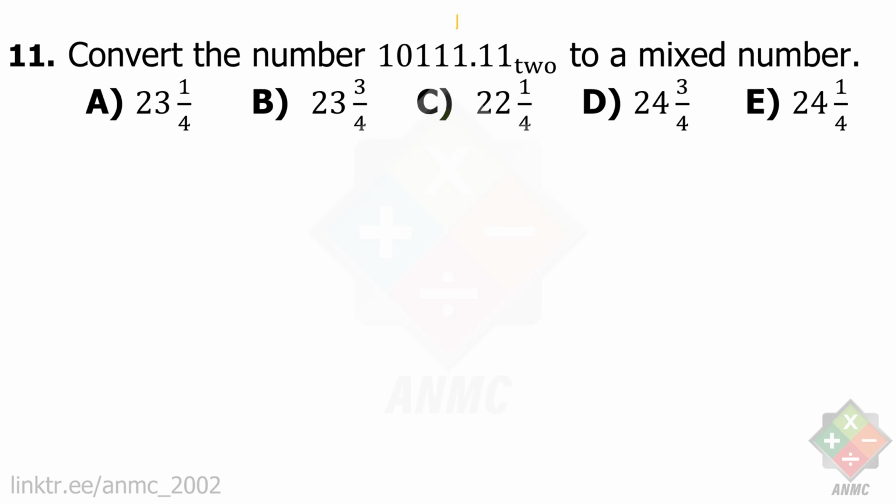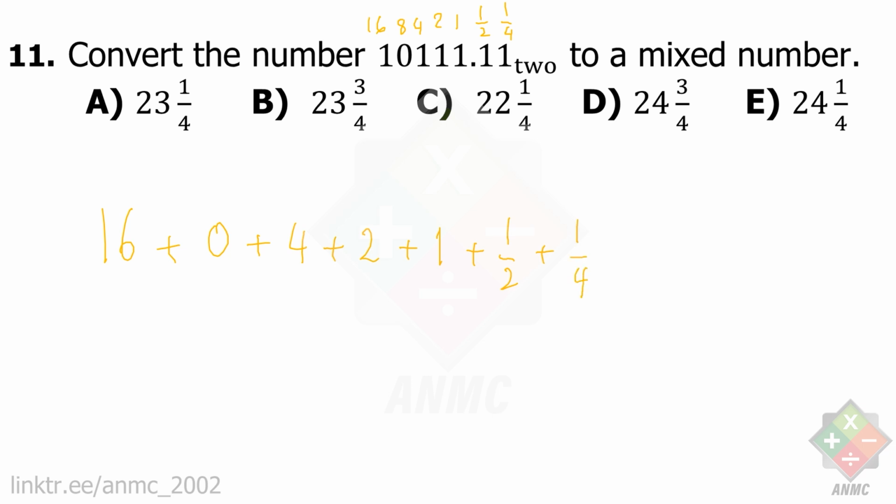Let's write 1, 2, 4, 8, and 16. These are powers of 2. And negative powers of 2, 1 over 2, 1 over 4. Let's do addition. 16 times 1, 16 plus 8 times 0, 0 plus 4 times 1, 4 plus 2 times 1, 2 plus 1 times 1, 1 plus 1 over 2 times 1, 1 over 2 plus 1 over 4 times 1, 1 over 4.